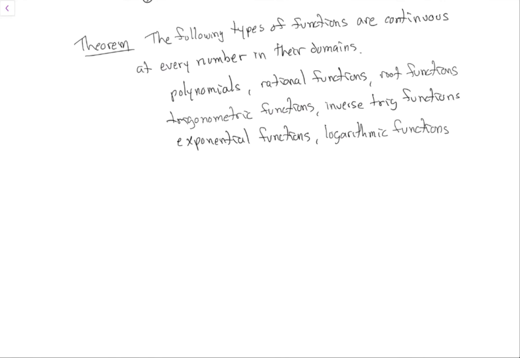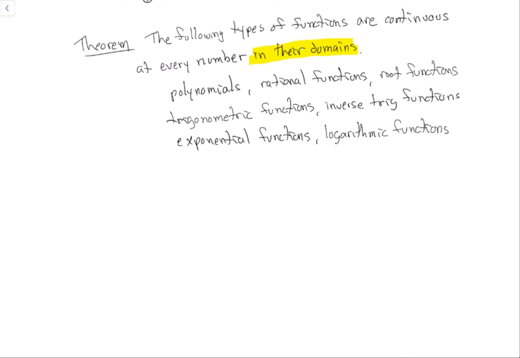There's a theorem that basically says what we already know, that the following types of functions are continuous at every number in their domain. That's the key here. As long as we are within the domain of the function, then the function is continuous. So polynomials, and think about this, polynomials are continuous everywhere, all reals. Polynomials never have division by zero. Polynomials never have square roots of negatives. So those are continuous everywhere.